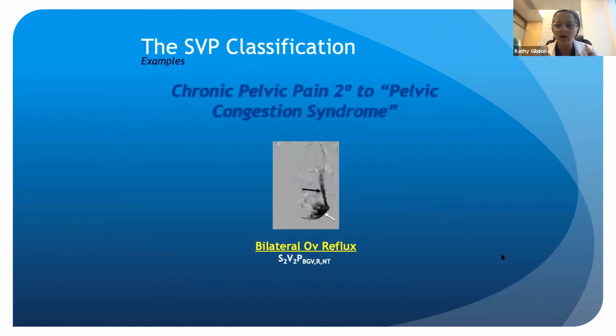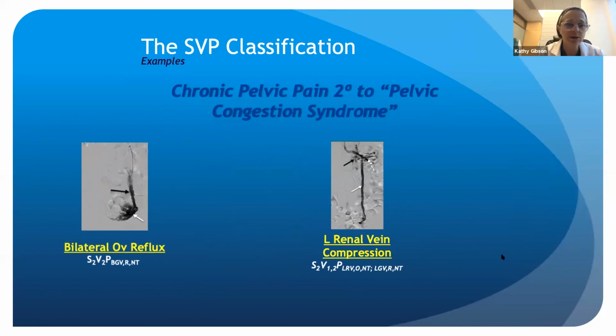So I'm going to give 2 examples. So a patient with what we used to call pelvic congestion syndrome or pelvic venous reflux, if this patient presented with pelvic pain and bilateral gonadal vein reflux, their SVP classification would be S2, so symptoms in the pelvis, V2, varices in the pelvis. Then reading the P, both gonadal veins are involved, they're refluxing, and it's non-thrombotic.